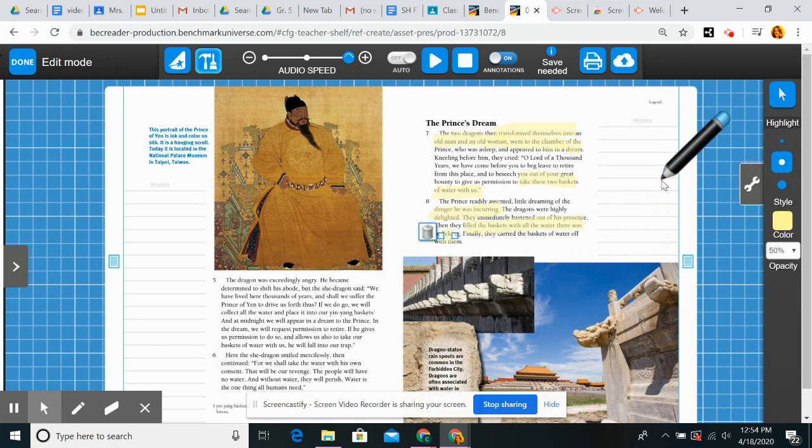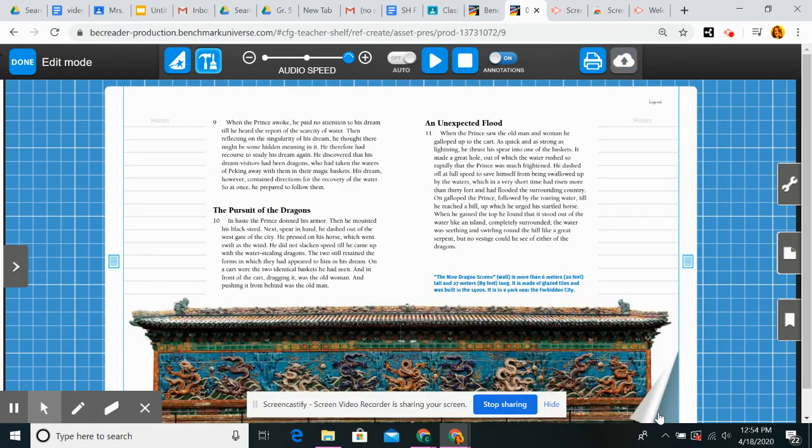Make sure that if you do any highlighting on the page that you want your teacher to see, you hit Save Current. And get rid of the toolbar and then turn the page.